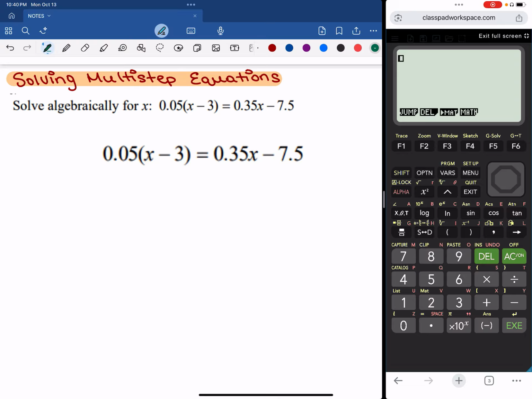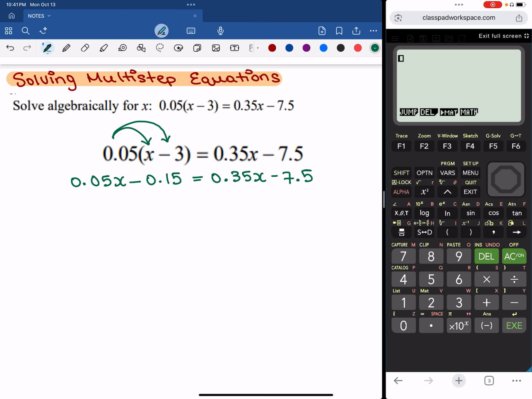So first thing you want to do here is distribute this 0.05 to every term inside of the parentheses. So let's go ahead and do that. We're going to have 0.05 times x, which is 0.05x. And then we have 0.05 times -3, which is going to be negative 0.15. And then all of that is equal to, we're just going to rewrite what we have on the right side: 0.35x minus 7.5.